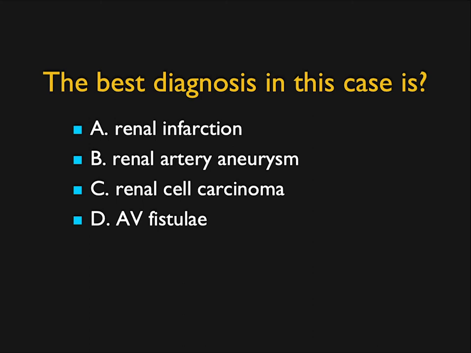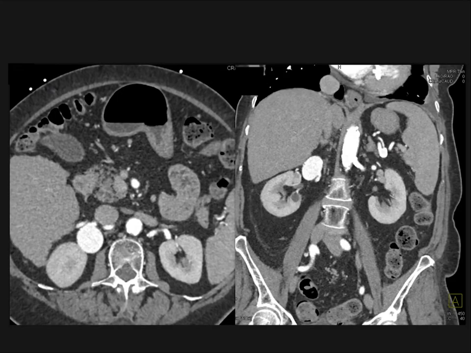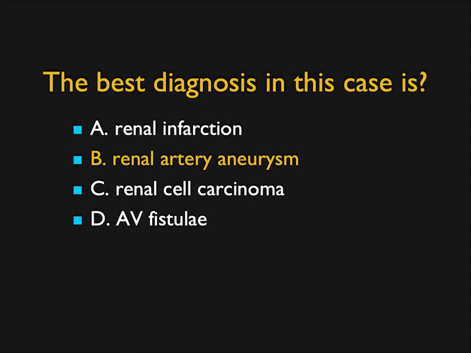In this case, what's the best diagnosis? This is a pretty simple case, but I liked it. There's a large aneurysm of the right renal artery. Look at that aneurysm. It's 1.5 times the aorta. Not much else. Kidneys look okay with a cyst in the right kidney, but a beautiful renal artery aneurysm. When aneurysms get above 1.5 or 2 cm, they typically will be treated.